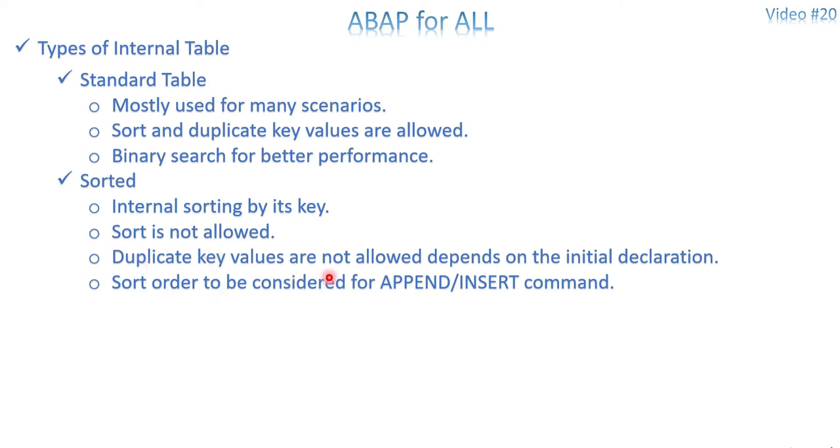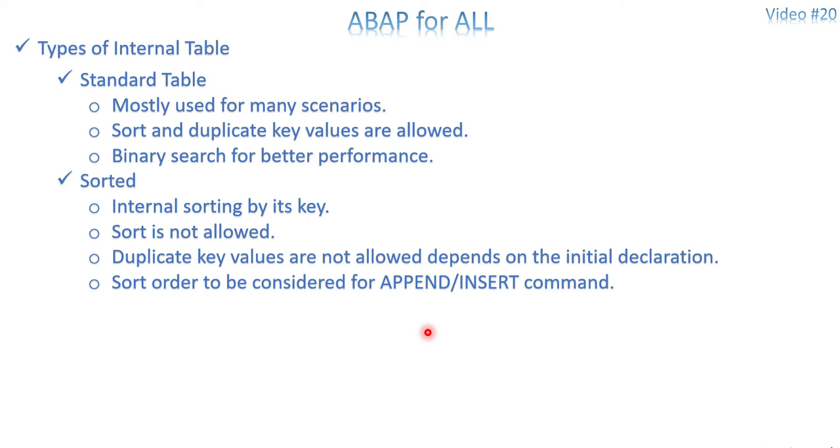And duplicate key values are not allowed, depending on the initial declaration. Meaning while declaring an internal table as a sorted internal table, you have an option whether this sorted internal table can accept duplicate values or not. It depends on the key fields. The key field can accept duplicate values or not. There are some keywords you can define it. If you say no duplicates allowed in the key field, then you are not able to enter any duplicate values.